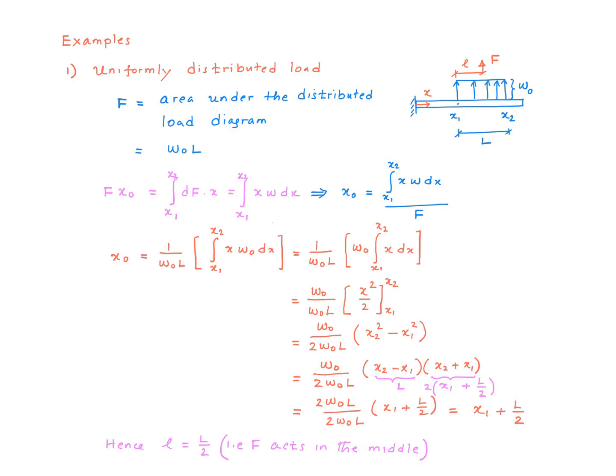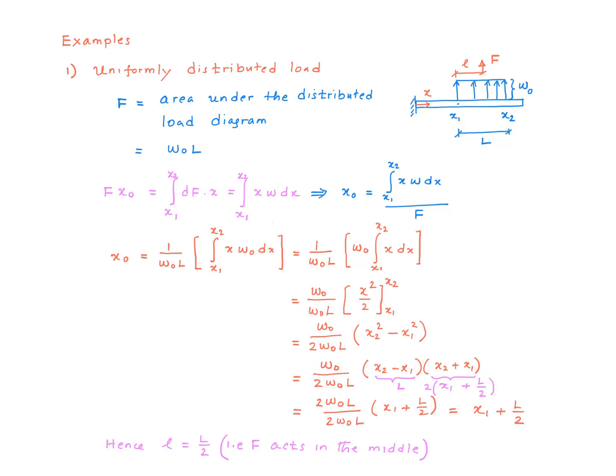So this is what we have. The magnitude of F is the area under the distributed load diagram, which would be omega naught multiplied by L. As far as the location goes, the resultant force F acts at the centroid of this rectangular area, which is going to be found to be exactly in the middle of this length right there. Since we haven't treated the topic of centroid in this course yet, let's go through some steps here.